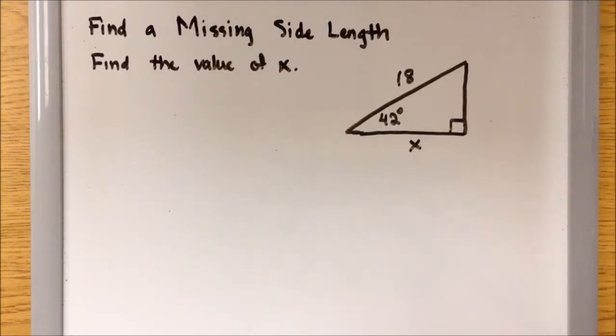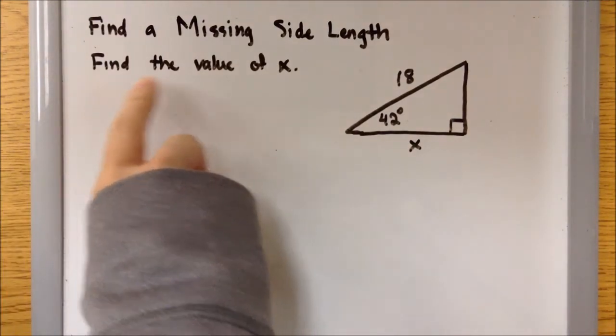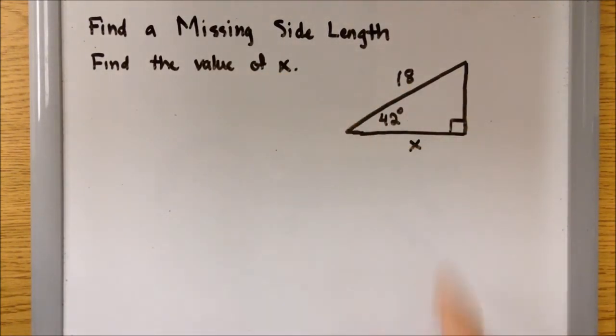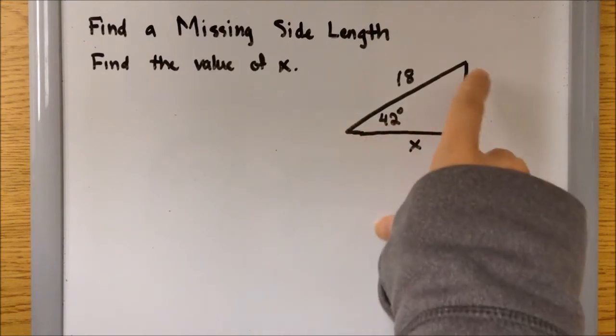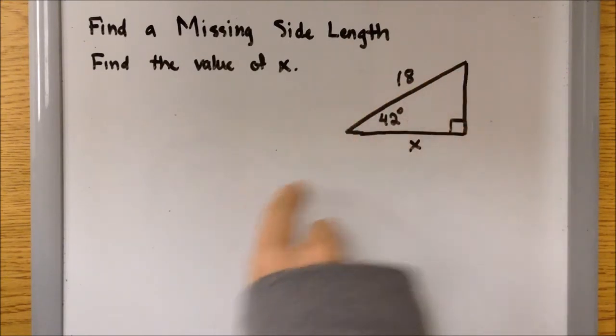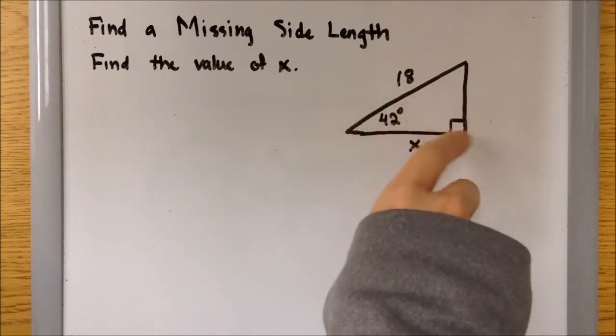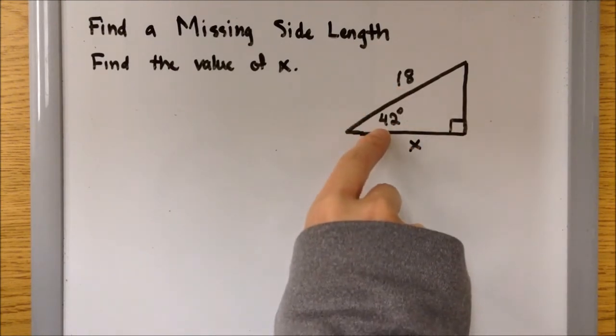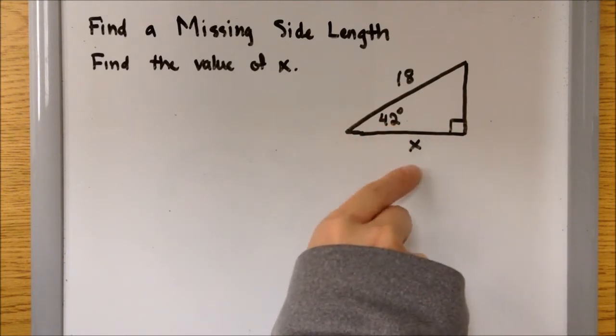In this section, we're going to talk about how to find a missing side length, or the side that they're asking for. So in our first example, it asks you to find the value of x using this given picture. So we see a right triangle where the hypotenuse, which is always across from the right angle, is 18. We have one angle, 42 degrees, and we're looking for x.